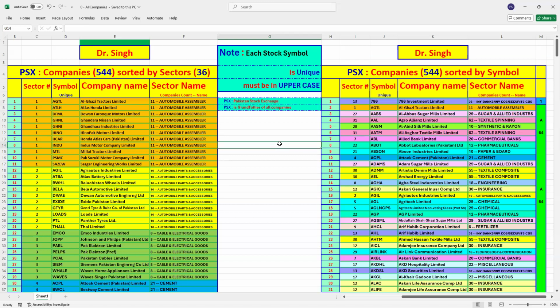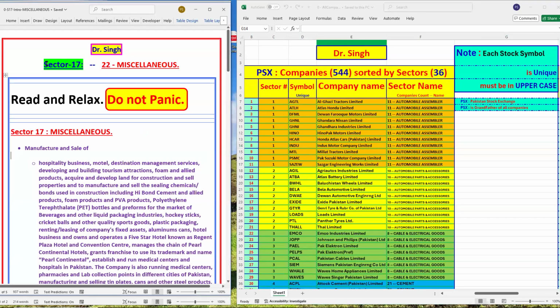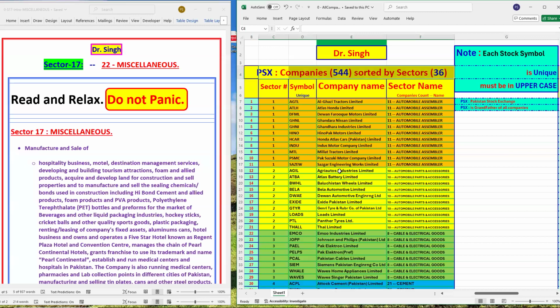Having said that, I'm going to show you a Word document on the left side, and we are going to discuss sector number 17 that has 22 companies listed under this particular sector. I might have mentioned, but let's go over this one more time. Over here on the right hand side, there are a total of 544 companies in Pakistan. They are divided into various groups or sectors. Word group or sector means the same thing, and there are a total of 36 sectors as it is mentioned over here. Each company belongs to only one sector.